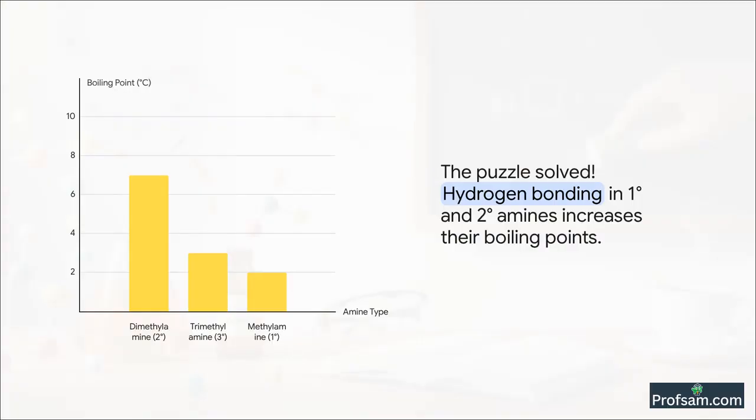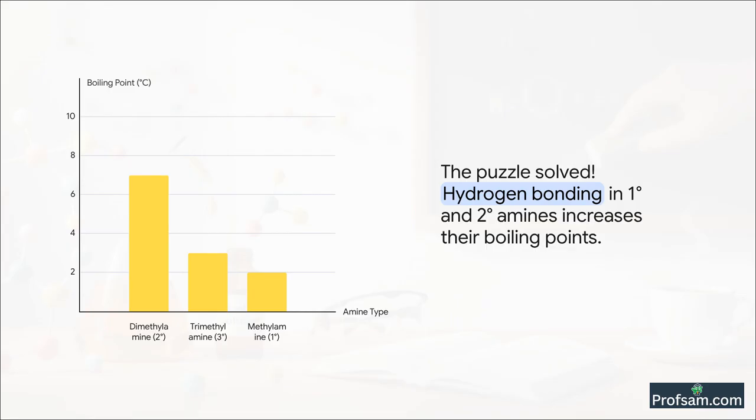Now, let's come back to the puzzle we started with. This chart explains everything perfectly. The primary and secondary amines have NH bonds. This allows them to form strong intermolecular hydrogen bonds, which require more energy to break. That's why they have higher boiling points. But look at the tertiary amine, trimethylamine. It has no NH bonds, so it cannot form these strong hydrogen bonds. And that is why its boiling point is so much lower, even though it is the heavier molecule.